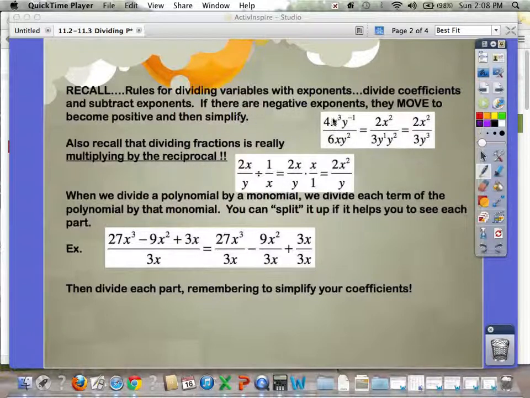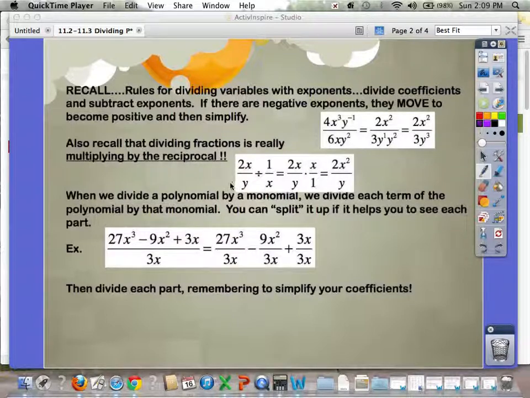All right. Also recall that when we are dividing fractions, we really are multiplying by the reciprocal. So we would change the division sign to multiplication and flip the second fraction. So that would become 2x divided by y times x divided by 1, which is equal to 2x squared, and y times 1 is y. And that is already simplified. So you'll be using both of these rules, all the rules of the exponents, but both of these things in this section.